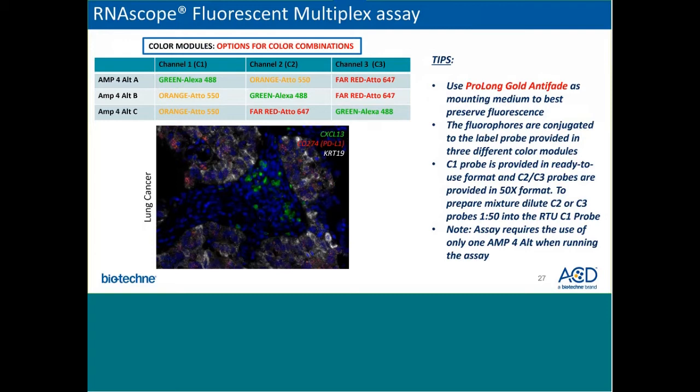So if you would like to use the AMP4 Alt-A mixture, this will allow your C1 probe to be viewed in green with the Alexa 488, your C2 probe would be in orange or the Atto 550, and your C3 would be in far red or the Atto 647. Note that you only require the use of one AMP4 Alt when running the assay, so depending on your sample, you may only need to choose one AMP4 Alt at any given time.